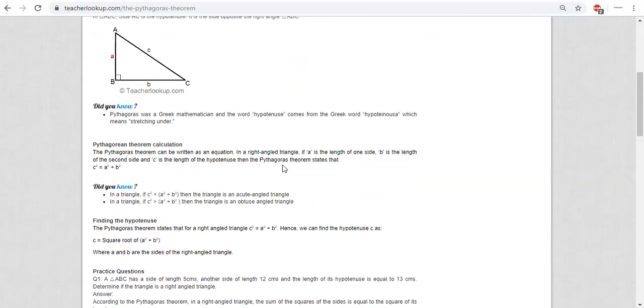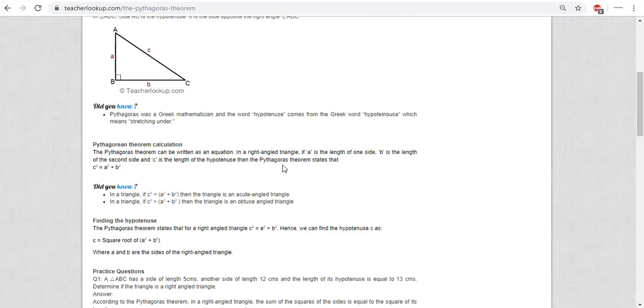So Pythagoras was a Greek mathematician, and the word hypotenuse comes from the Greek word hypotenusa, I can't say it, guys, which means stretching under.